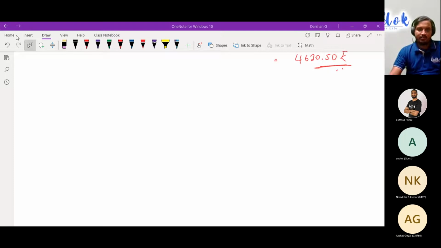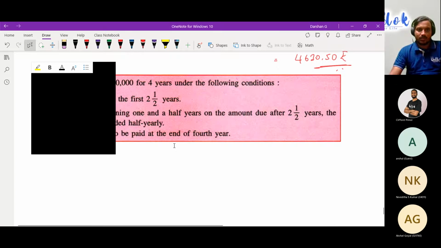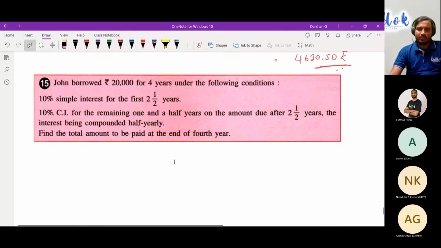It's a slightly big question. So let's see. John borrowed 20,000 rupees for 4 years under the following conditions: 10% simple interest for 2.5 years, and 10% compound interest for the remaining 1.5 years on the amount due after 2.5 years. The interest is compounded half yearly. Find the total amount to be paid at the end of the fourth year.